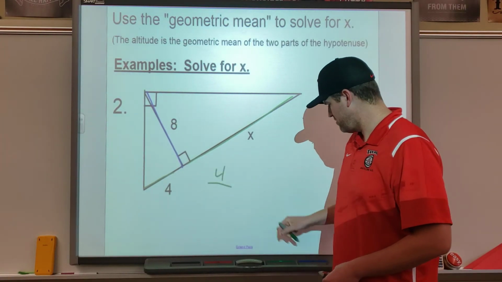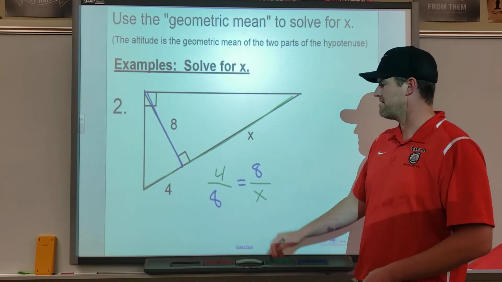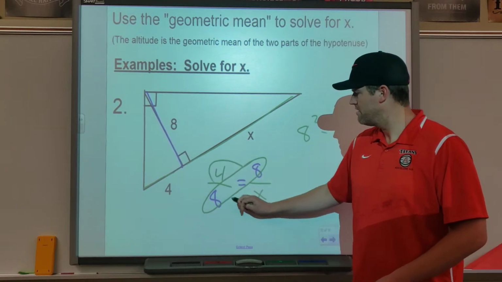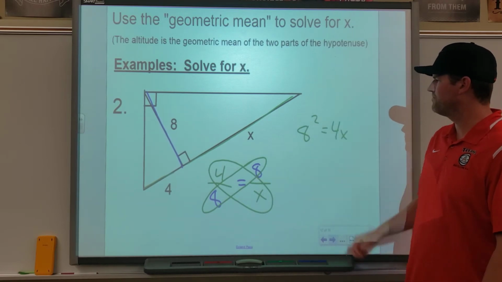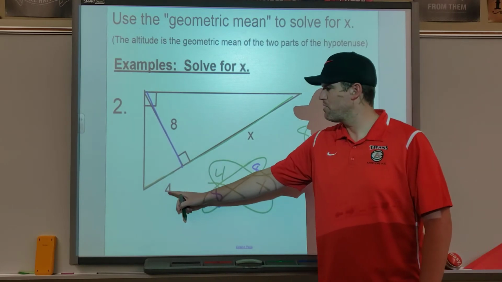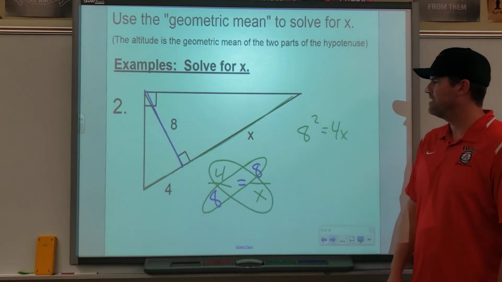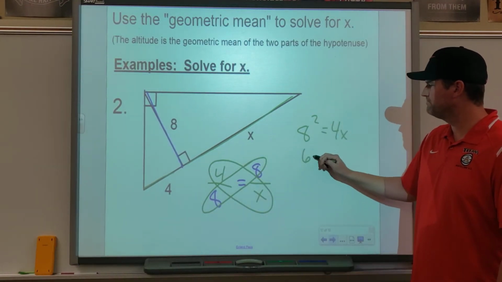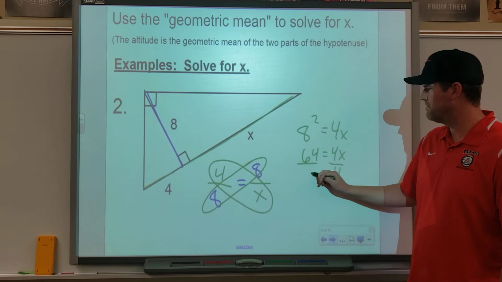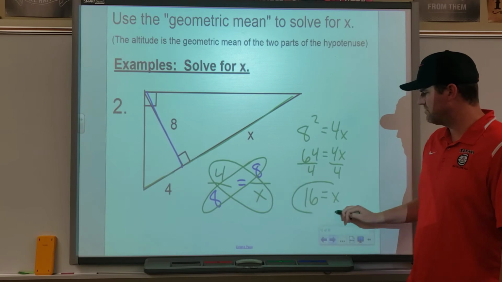Or 4 over 8 equals 8 over x. So 8 squared equals 4 times x. Or as we said, the altitude squared, 8 squared, equals part 1 of the hypotenuse times part 2, so 4 times x. To simplify this, 8 squared is 64. And then to get x by itself, divide by 4, and I get 16. So x equals 16.